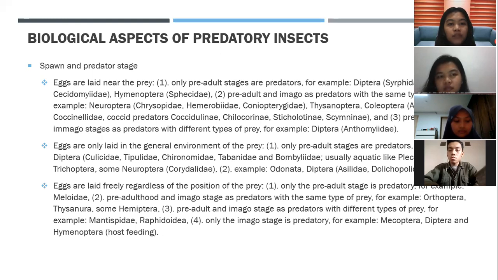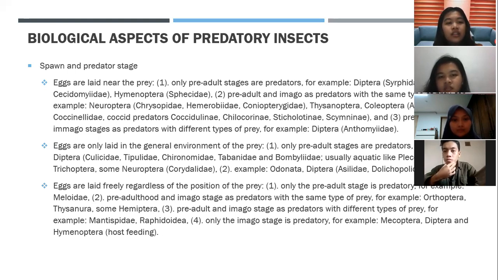For example, Neuroptera, Thysanoptera, Coleoptera, Coccinellidae, Coccid predators, Coccidulinae, Chilocorinae, Sticholotidinae. Pre-adult and imago stages as predators with different types of prey, for example, Diptera. Eggs are only laid in the general environment of the prey. Only pre-adult stages are predators, for example, Diptera, Tabanidae, and Bombyliidae, usually aquatic like Plecoptera, Trichoptera, some Neuroptera, and Odonata.